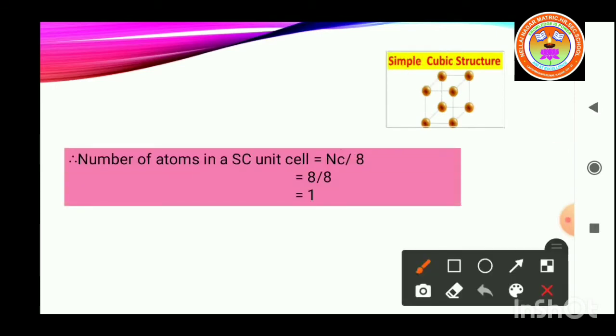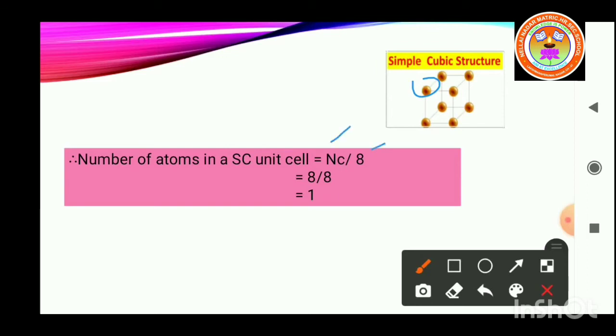See here, number of atoms in a simple cubic unit cell, how it is calculated. In this case, each atom is in the corners, isn't it? Yes, each atom in the corner of the cube unit cell is shared by how many neighboring unit cells? It is 8. Therefore, atoms per unit cell is equal to NC divided by 8.